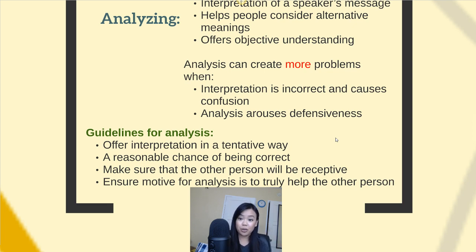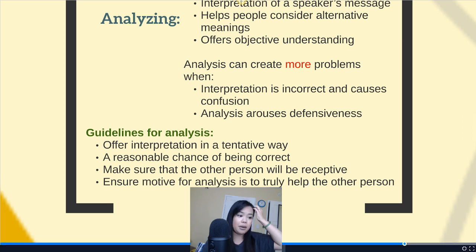You have to also think, though, that you have a reasonable chance of being correct. You want your interpretation to be as accurate as possible, and you want, as with our previous issue of support, you want the other person to be receptive. You don't want to provide analysis, critique, interpretation to someone that isn't ready to have it, and you have to make sure that you really want to help the other person. Sometimes when we give advice to people, we always want to help the other person, and we hope that other people, when they're giving us advice, also are doing it with the intent of just helping us and not having some sort of other hidden agenda, as we've talked about in the previous slide as well.